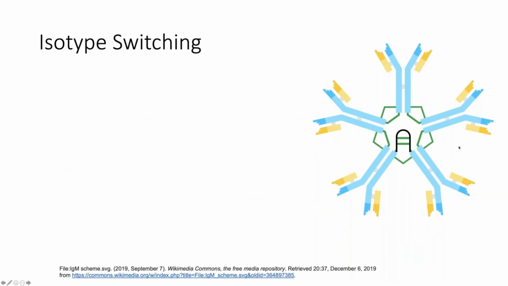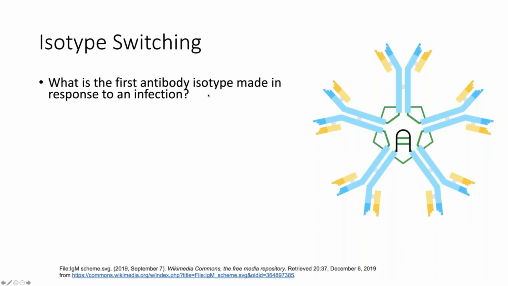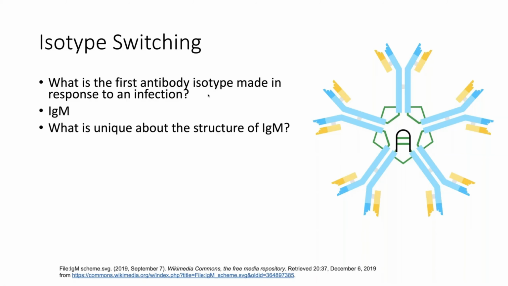I know it's tough. Bear with me. So Satya, what's the first antibody isotype that's made in response to an infection? IgM. Always IgM. Good. So what's unique about the structure of IgM? It's a pentamer. Yeah, penta is 5. So great.